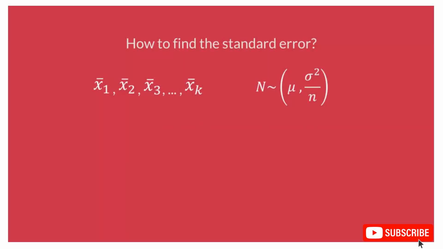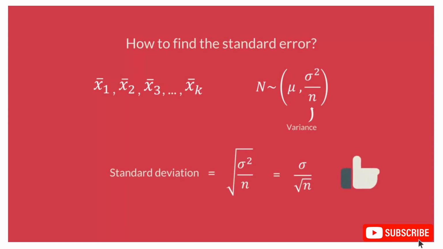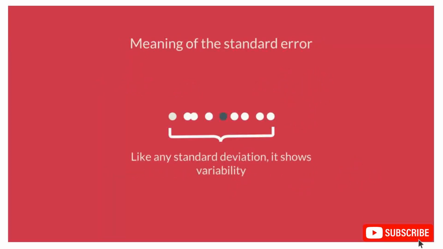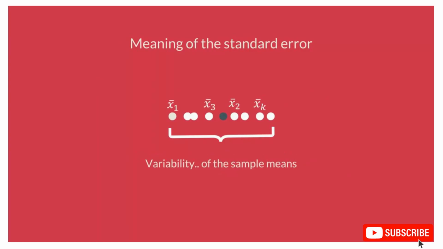So how do we find it? We know its variance, sigma squared, divided by n. Therefore, the standard deviation is sigma divided by the square root of n. Like a standard deviation, the standard error shows variability. In this case, it is the variability of the means of the different samples we extracted.